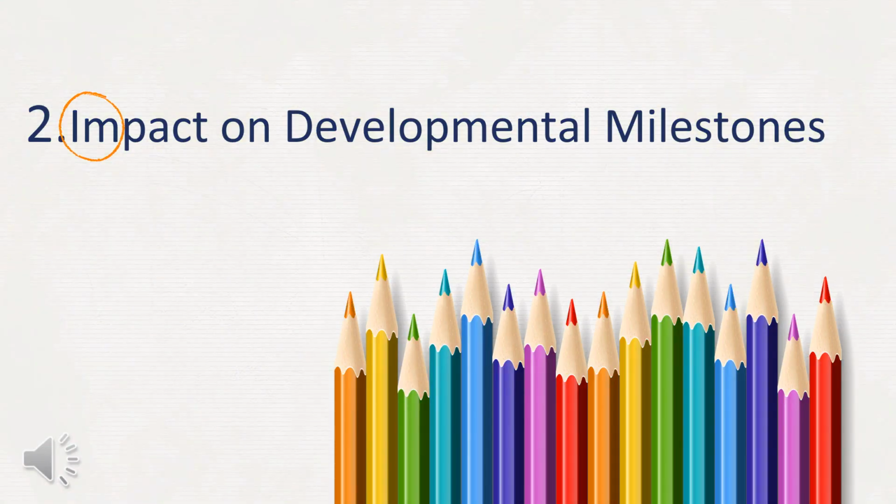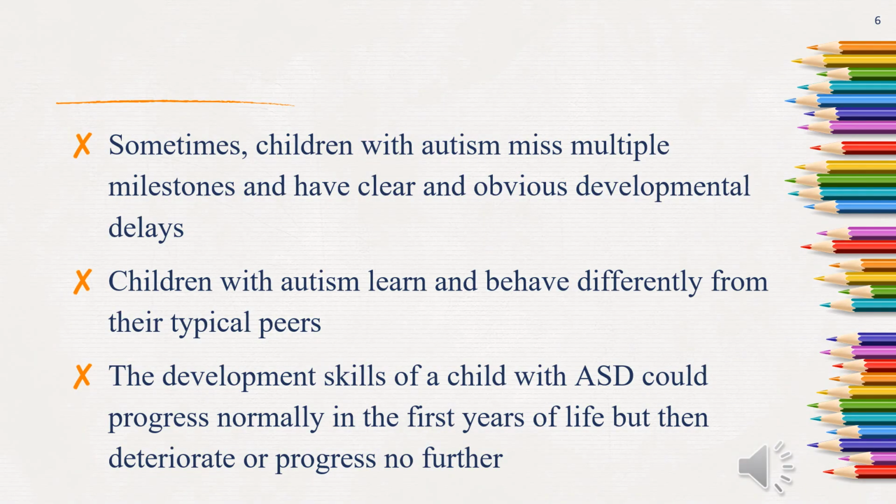Okay, now let's move forward to the impact that autism spectrum disorder has on developmental milestones. Sometimes children with autism miss multiple milestones and have clear and obvious developmental delays. Children with autism also learn and behave differently from their typical peers. The development skills of a child with ASD could progress normally in the first years of life, but then deteriorate or progress no further.